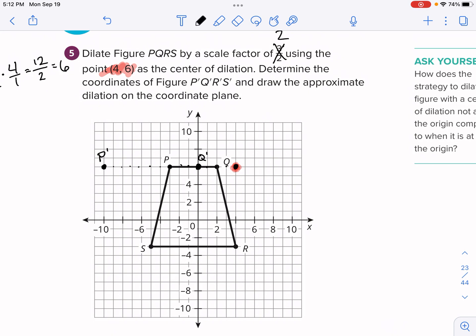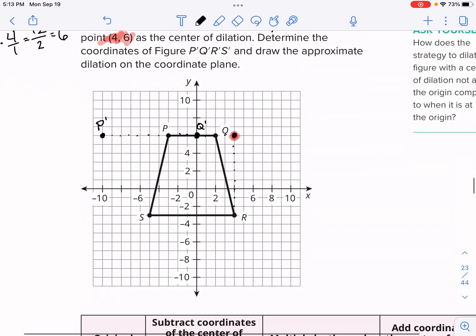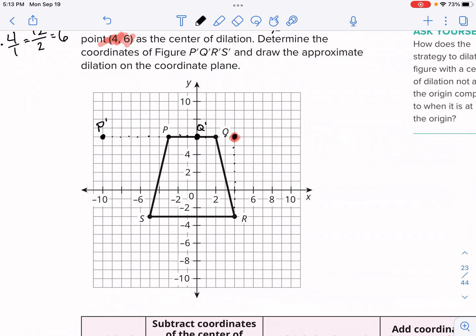Let's go to R. So from this point that's in red to R, looks like we're going down 1, 2, 3, 4, 5, 6, 7, 8, 9. So we're going 9 down. That's 1 step. Let's go 2 steps. We're going to go another 9 down. 1, 2, 3, 4, 5, 6, 7, 8. We're going to go off the graph here because we did increase our scale factor by 2. This will be R prime. We'll write the coordinate of that later.